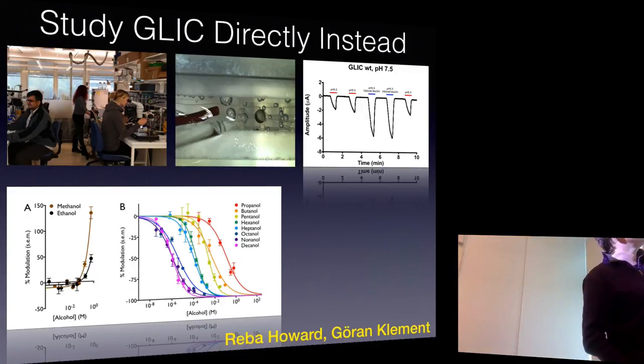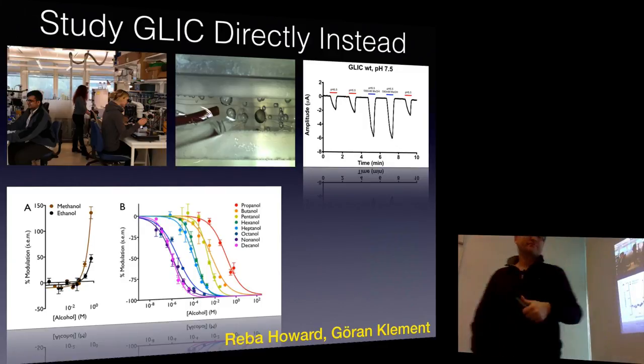And then we try it again. At pH 5.5, it opens. And this is pH 5.5, where I also have methanol added. And then it opens stronger. And then it opens stronger. And then I go back to not having the methanol. And then it opens weaker. So here I can really show that methanol potentiates the channel.